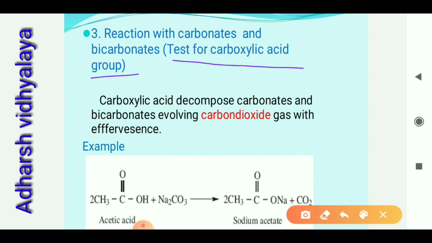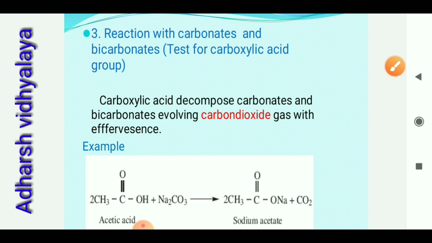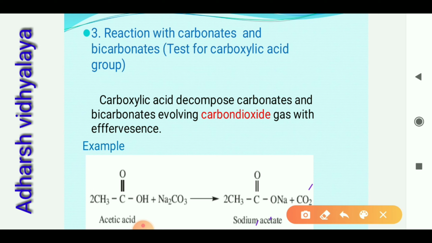What happens here? When carboxylic acid reacts with sodium carbonate, it gives sodium acetate with liberation of carbon dioxide. Carboxylic acid decomposes carbonate and bicarbonate with evolution of carbon dioxide. It is the test for carboxylic acid.